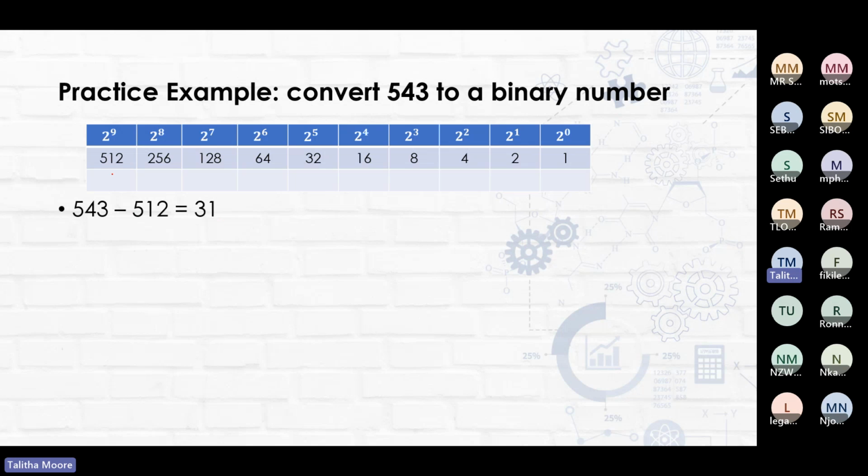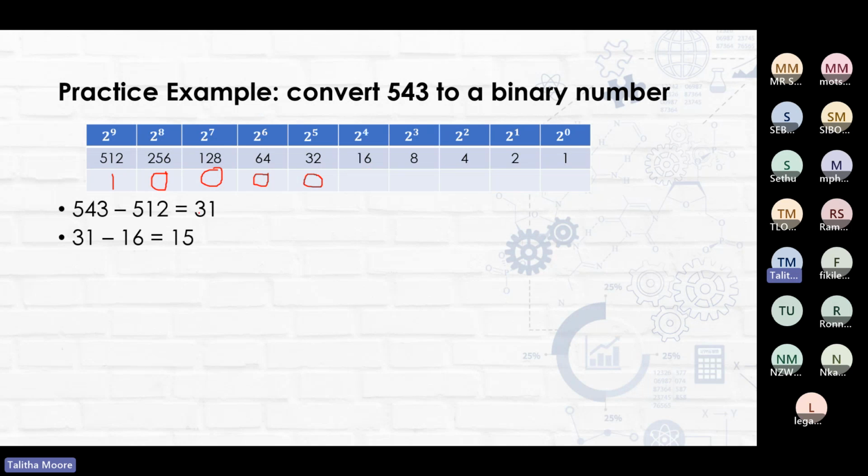So that's a 1. And we get an answer of 31, right? Now, we can't do 31 minus 256, so we write that as a 0. We can't subtract 128, so that's also a 0. We can't subtract 64, that's also a 0. And we can't subtract 32, so that's also a 0.